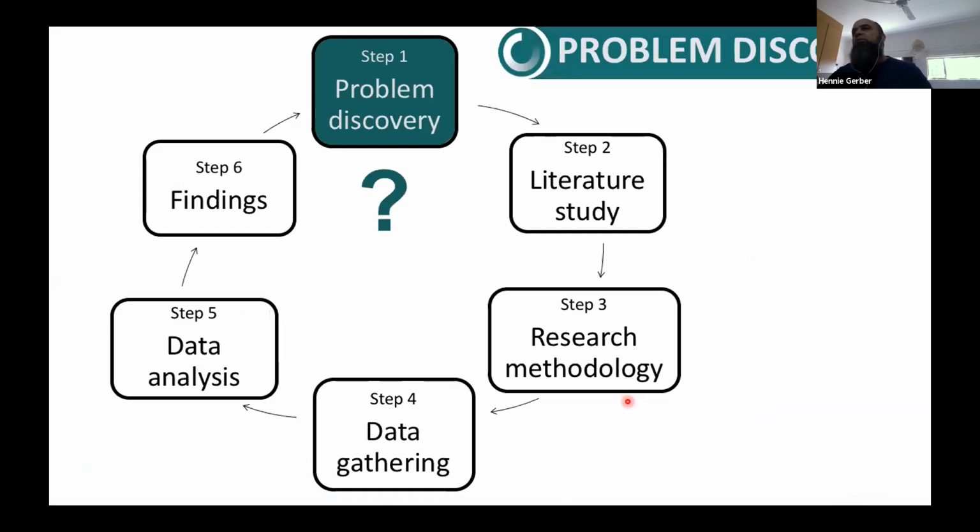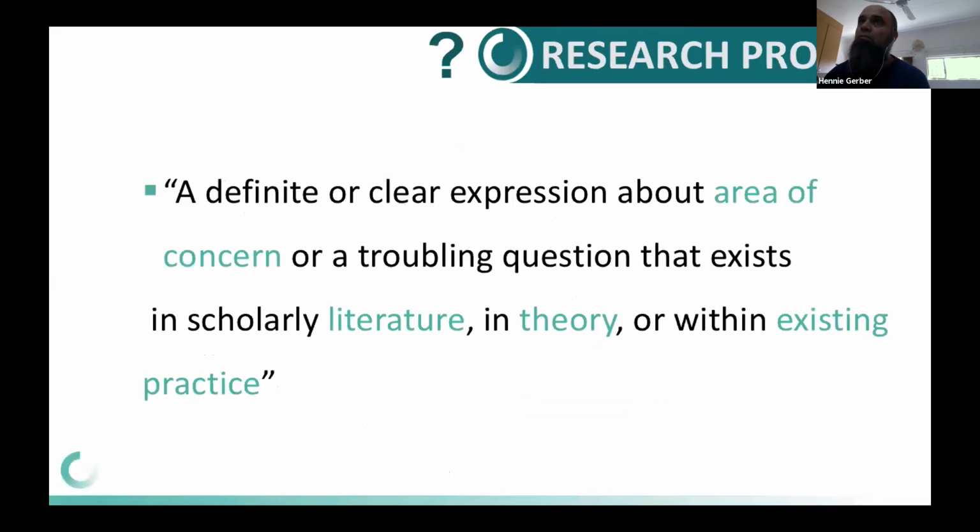Let us look at the first step, problem discovery. This is the first step in the research process. Okay, let's look at the research problem. So what is the research problem? It's a definite or clear expression about an area of concern or a troubling question that exists in literature, in theory, or existing practice. So when you do your literature study, you're looking for that gap in literature.